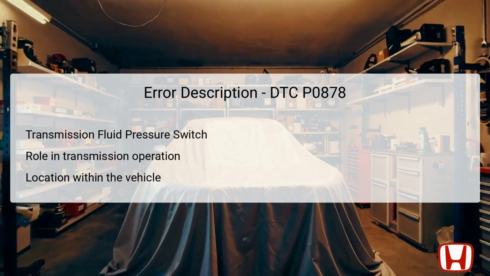If this switch detects abnormal conditions, such as no pressure or high voltage, it triggers DTC P0878. The result is a fail-safe mode activation. The vehicle will only shift into second through fifth gear to prevent potential damage. Performing proper diagnostics is crucial to isolate the issue related to the transmission fluid pressure switch D.